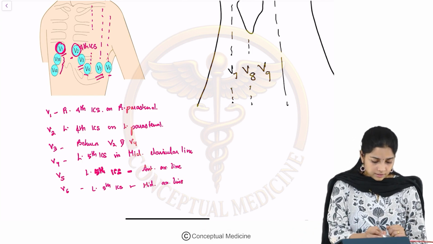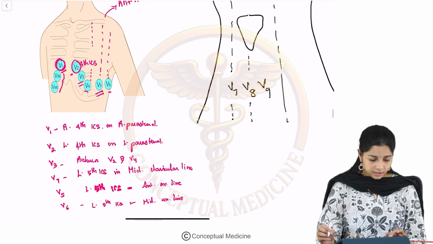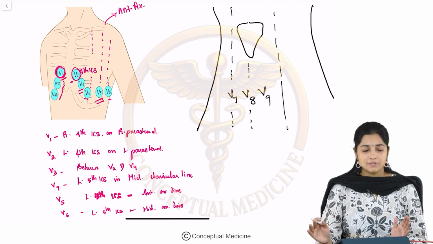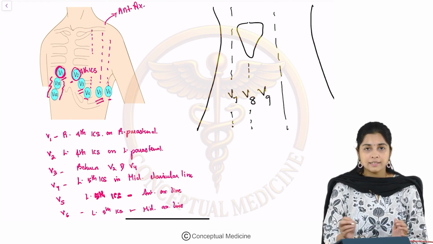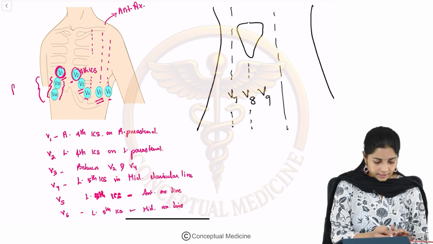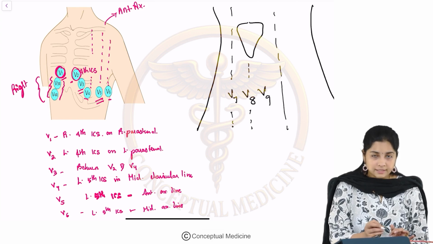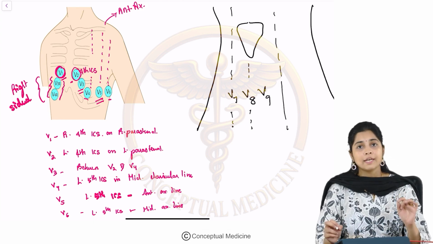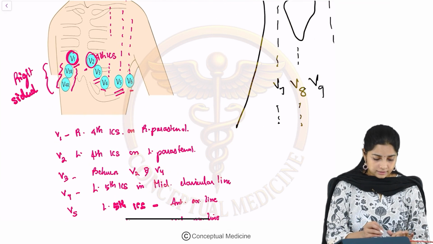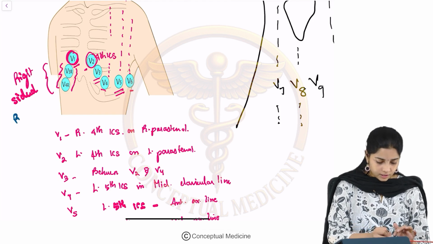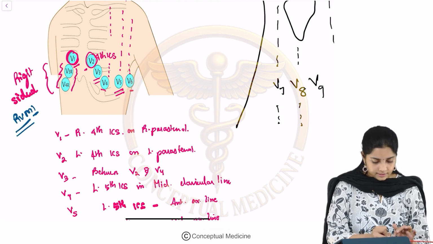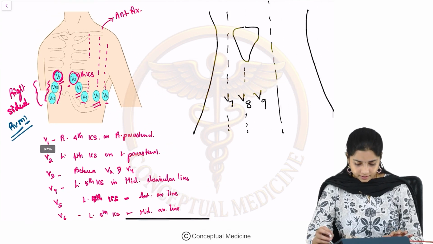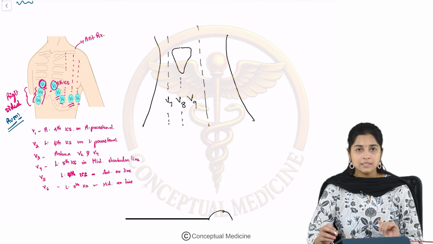Now, can you see here, V3 and V4 are on the left side. Diametrically opposite to that are your V3R and V4R, which are your right-sided leads. Right-sided leads are not there in your normal or regular ECG, but you can construct right-sided leads, and these help in detection of what? RVMI. These help in detection of what? RVMI.